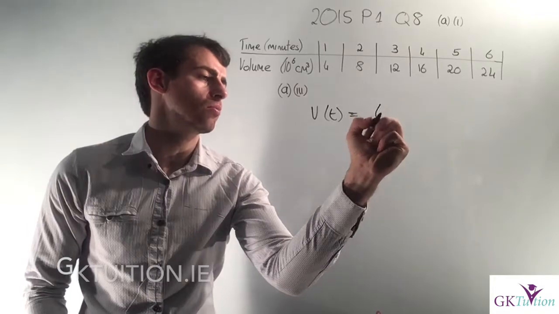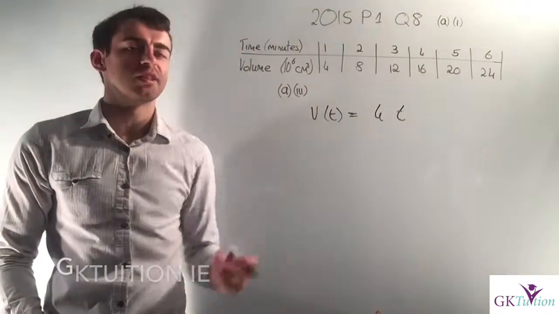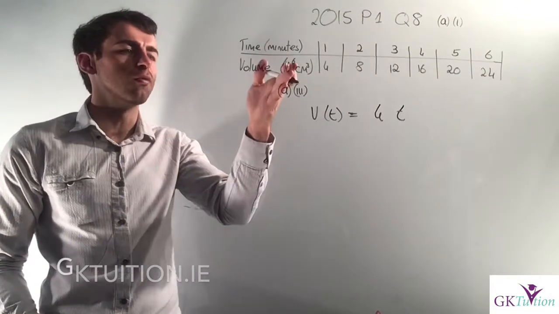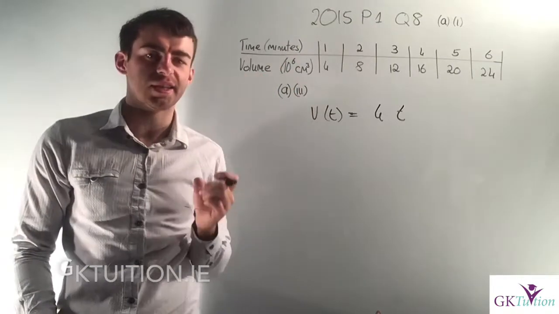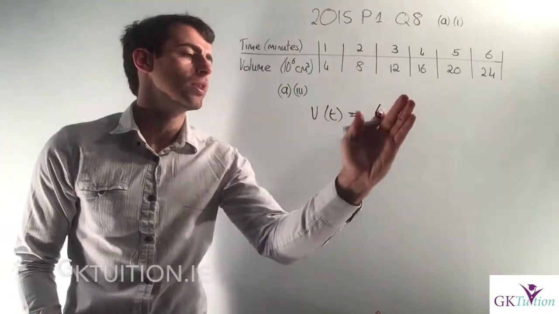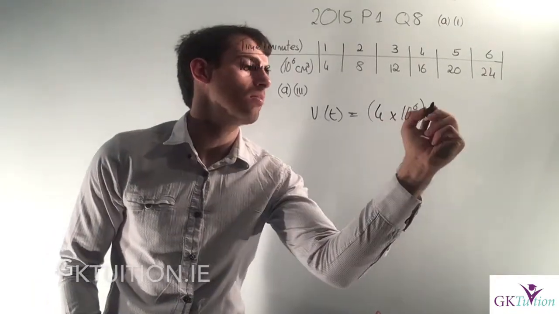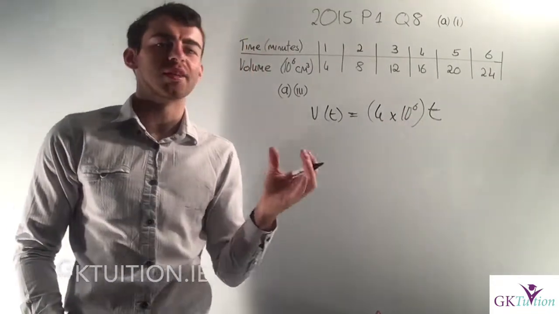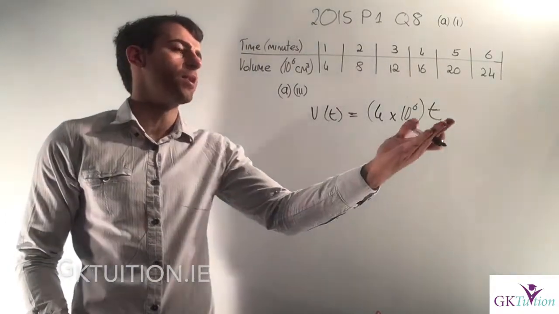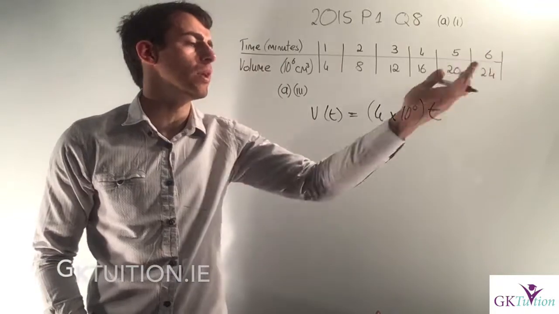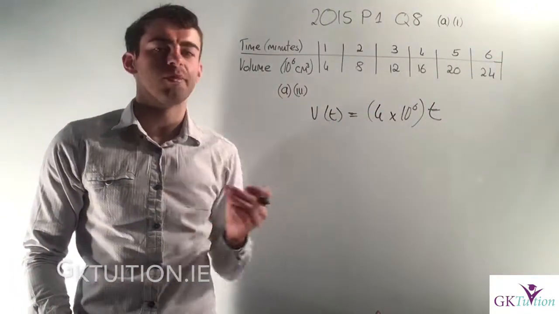So your first instinct would be that it's 4 times t, where t is the number of minutes. However, don't forget that the volume is actually increasing by 4 by 10 to the power of 6 every minute. So you have to write it as 4 by 10 to the power of 6 multiplied by t, where t is the number of minutes. So let's say t was 50. After 50 minutes, the 50th figure would be 50 multiplied by 4 by 10 to the power 6, which is 200 by 10 to the power 6.